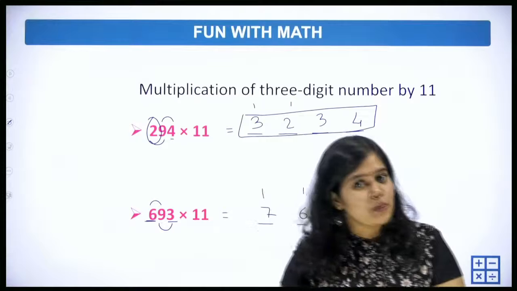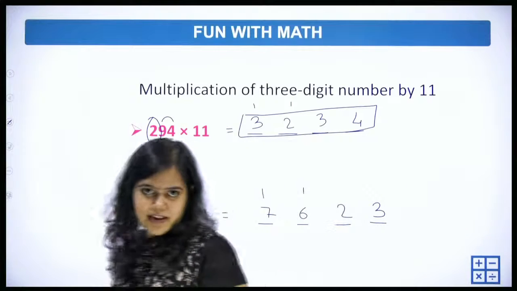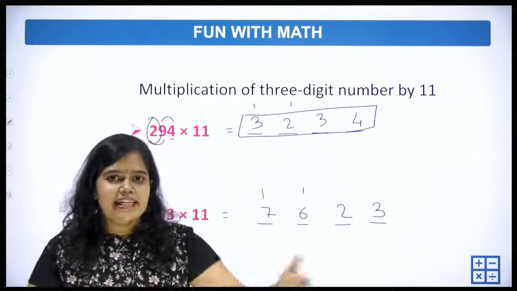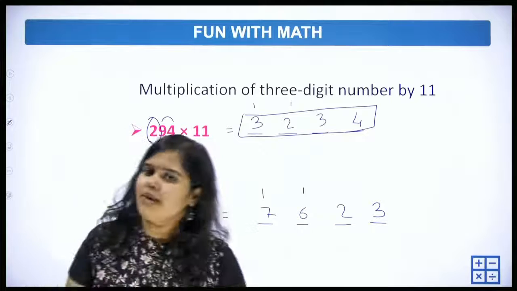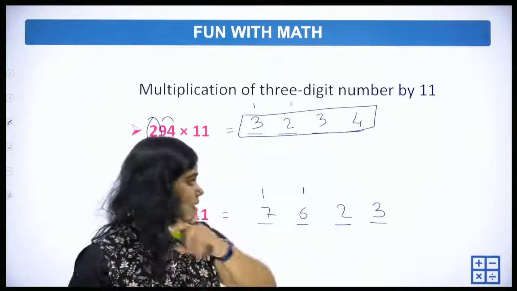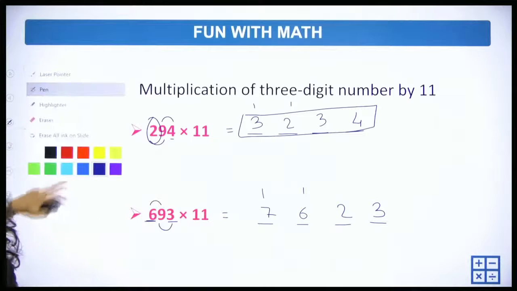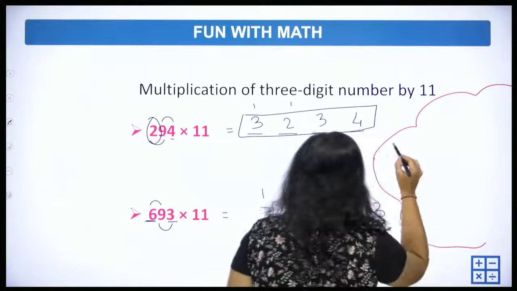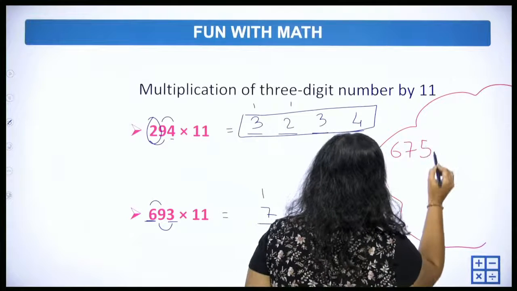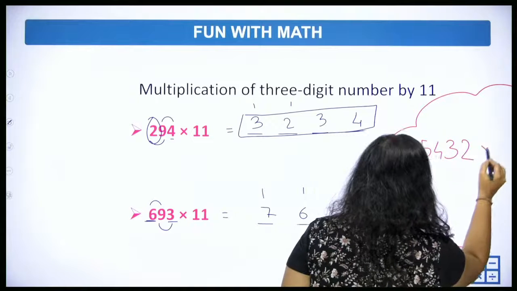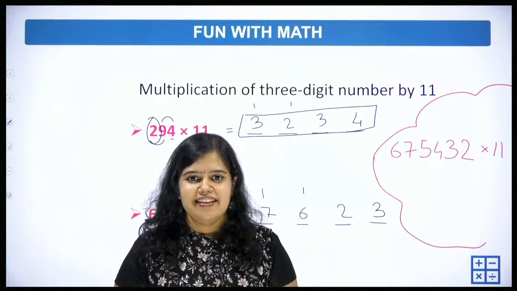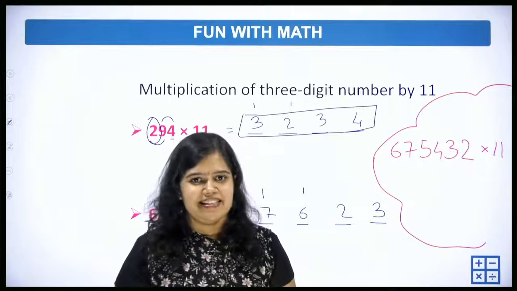Looking at how to multiply 2-digit numbers and 3-digit numbers, I hope you got the pattern to multiply big numbers, even 10-digit numbers, by 11. It's the same pattern that we follow. Right? Now it's a task for you. Try to multiply 675432 by 11. Guess the pattern and try to multiply it with 11. And we can interact about it in our weekend session. So let's move to the next question now.